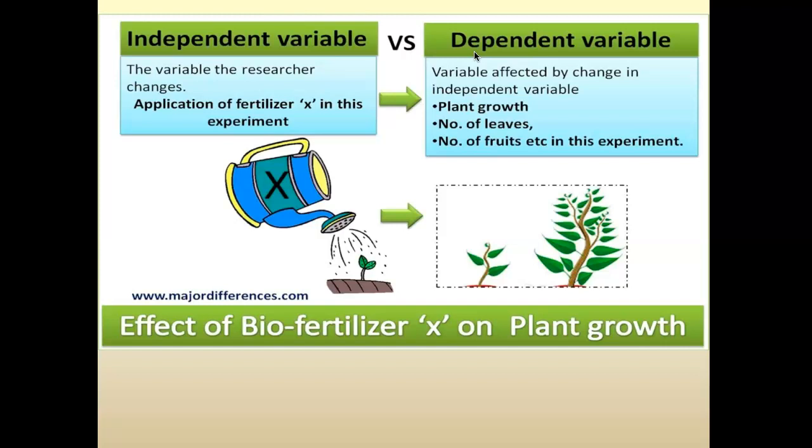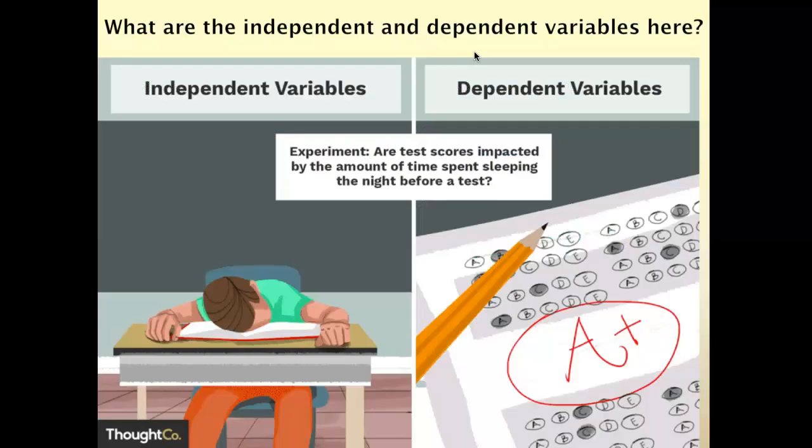Okay. So when you create an experiment, let's talk about this as another example of independent and dependent variables. So the experiment is, are test scores impacted by the amount of time spent sleeping the night before?